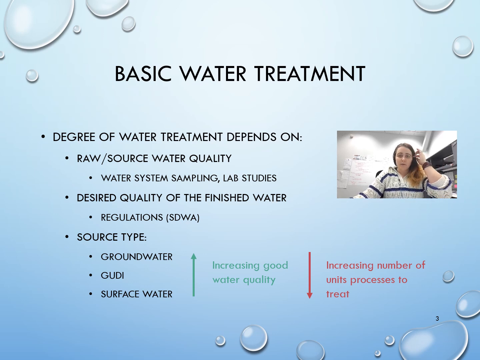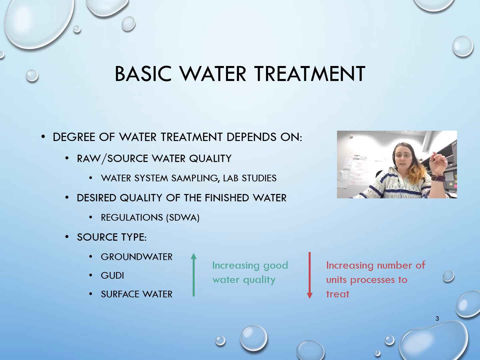And then the other thing that we care about here is the source water type. Is it groundwater, surface water, or does it fall somewhere in between, at that GUDI source? Remember that GUDI stands for groundwater under the influence of surface water. Generally we have increasingly good water quality as we move from surface water to groundwater. But remember again that surface water is going to have those suspended impurities and groundwater is going to have those dissolved impurities. So sometimes the dissolved impurity is actually harder to remove.